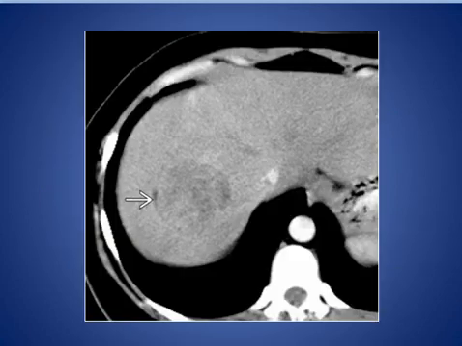We see here an arterial phase CT scan image in this woman, 25 years old, who has a mass here with hypodensity compared to the liver tissue, likely due to lipid. And here we see the capsule, an incomplete capsule surrounding the lesion.